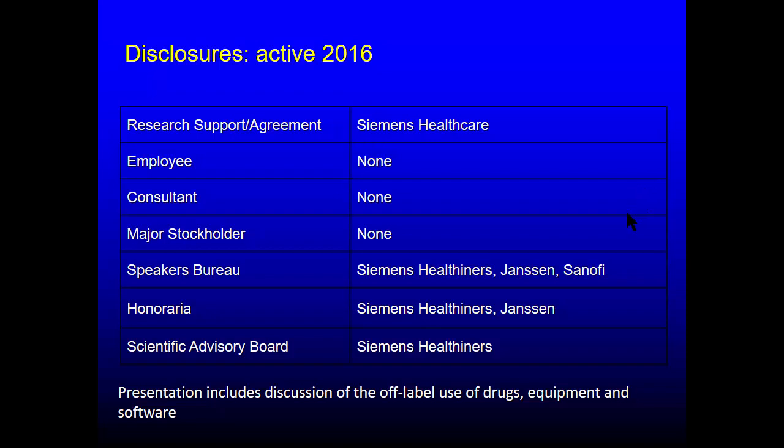So you'll already see there's a typo here. Siemens is now called Healthineers. Did you hear about that? And there's 2 E's apparently.